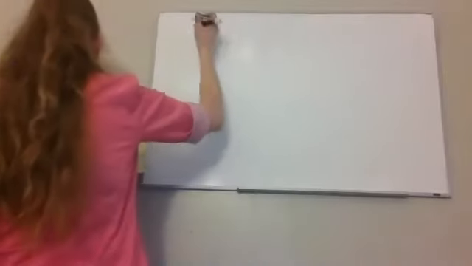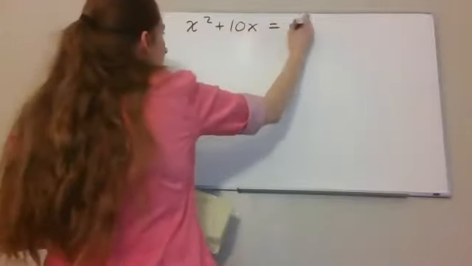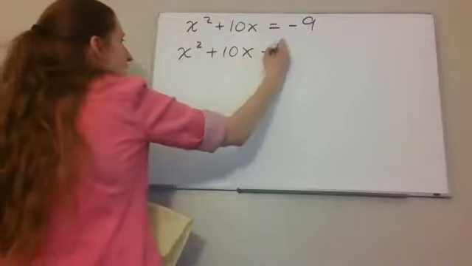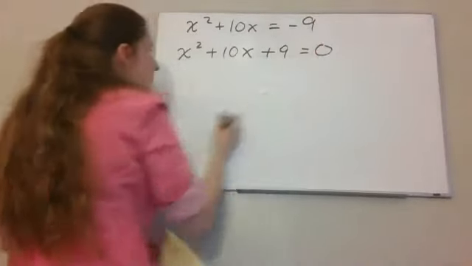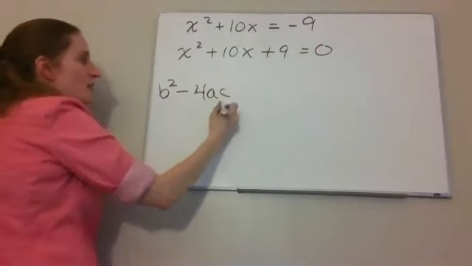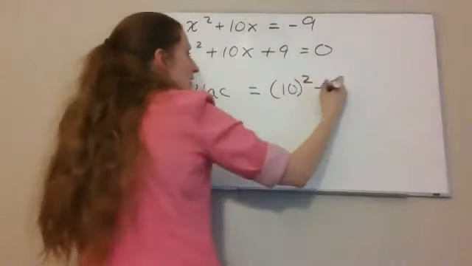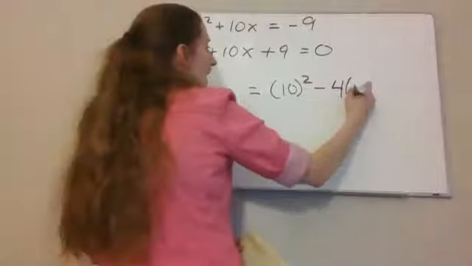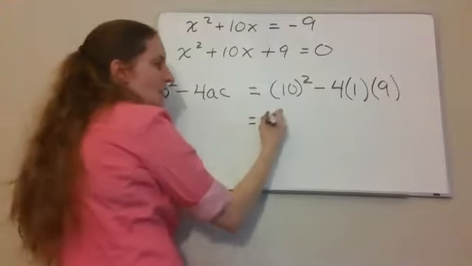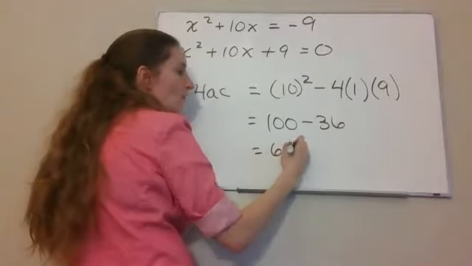The other one was x squared plus 10x equals negative 9. So again, I'm going to bring everything over to this left side before we look at the discriminant. My discriminant is b squared minus 4ac. B is 10, so I get 10 squared minus 4 times my a, which is 1, times my c, which is 9. This is 100 minus 36, which is 64.